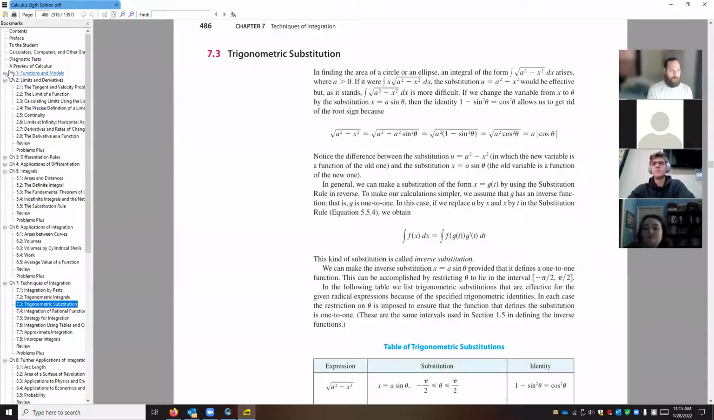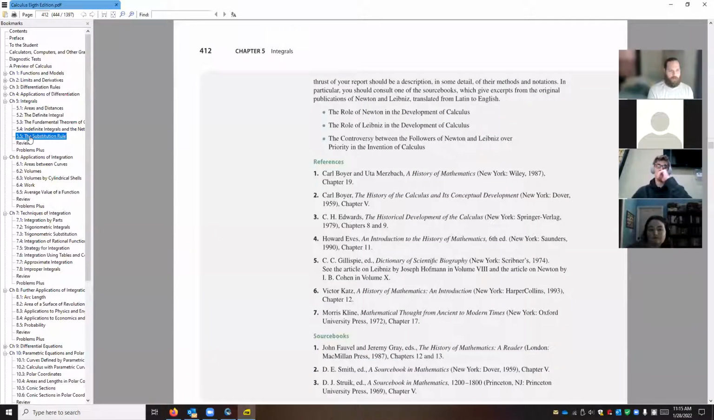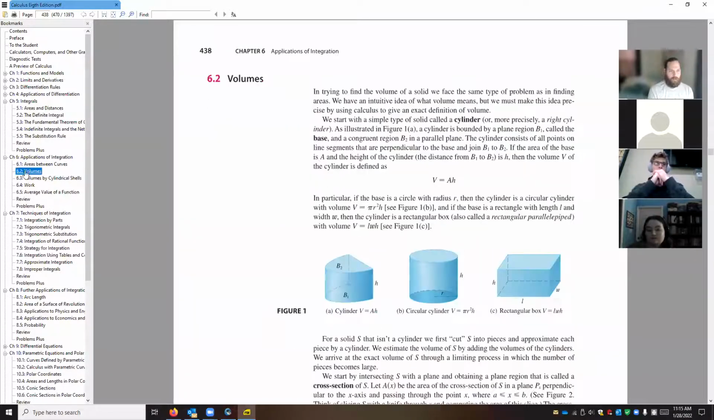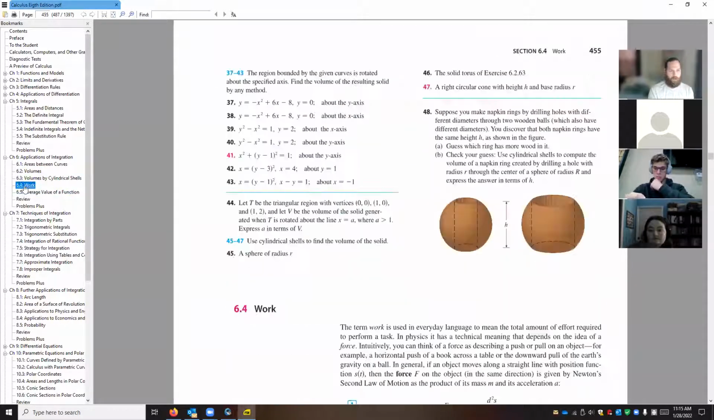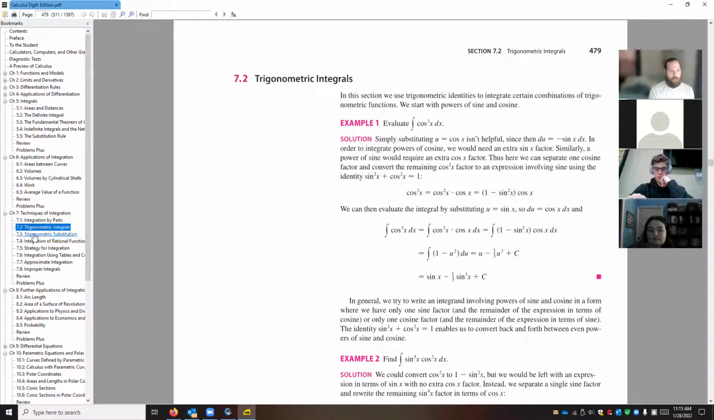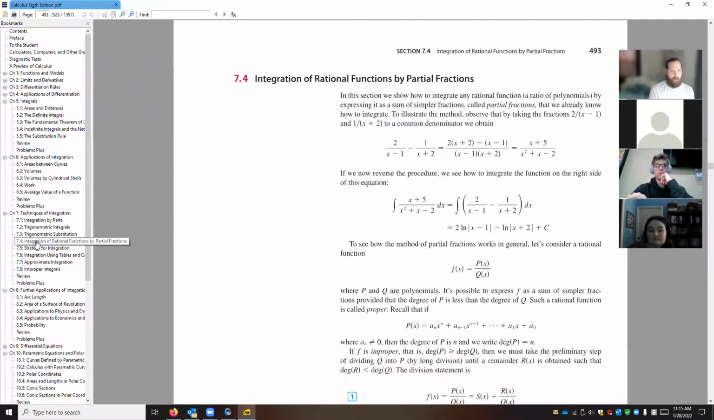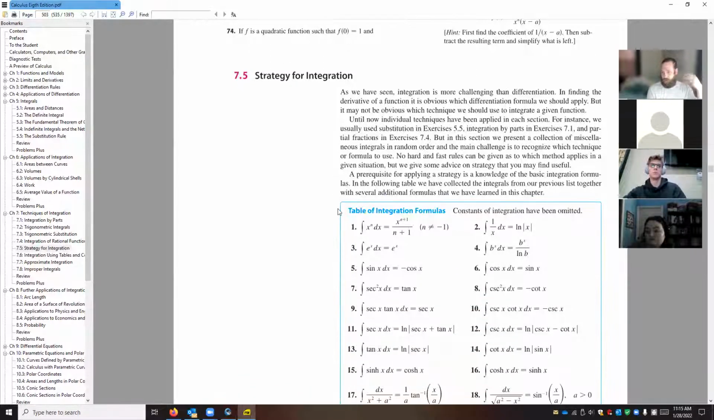So let me show you really quickly. So your test will cover section 5.5 on substitution, 6.1, 6.2 on volumes, 6.1 on areas between curves, 6.2 and 6.3 on volumes, 6.4 on work, 6.5 on average value, and then 7.1, 7.2, 7.3, 7.4, which is what we're going to do Monday, and then 7.5, which is not a section that introduces a new technique or a new application or anything like that.